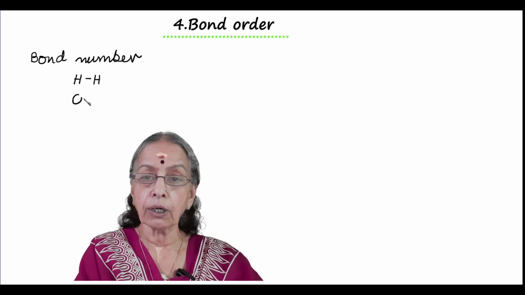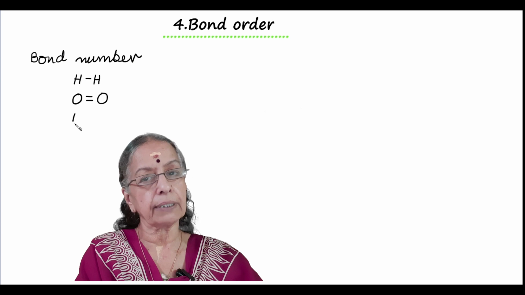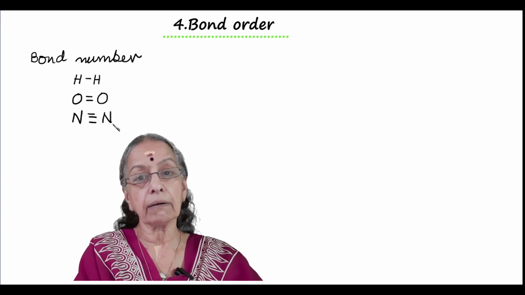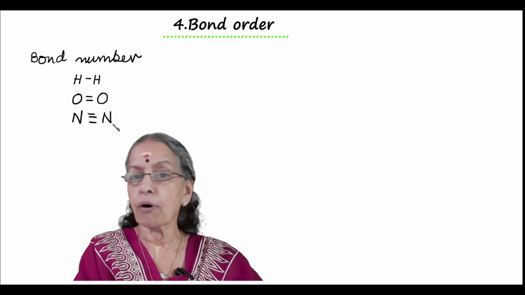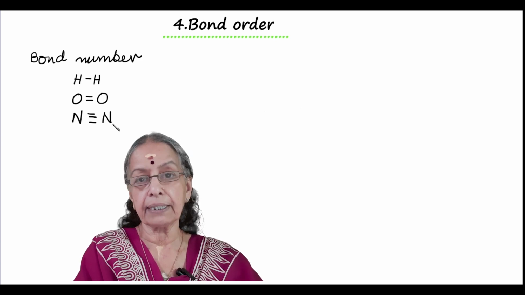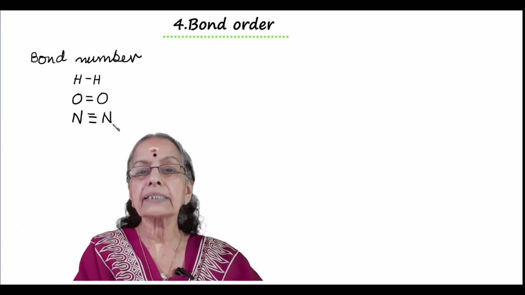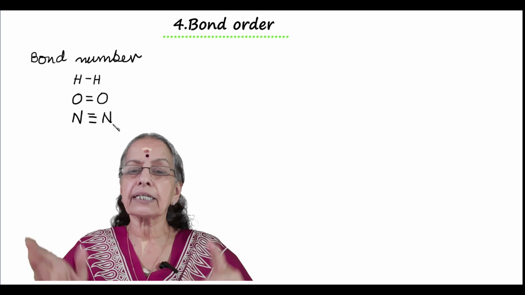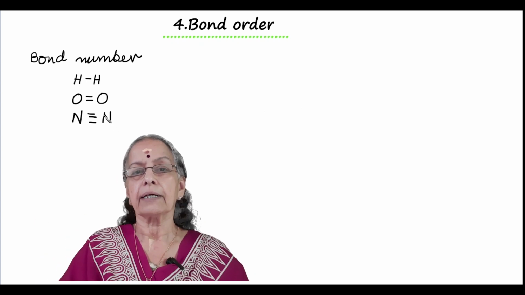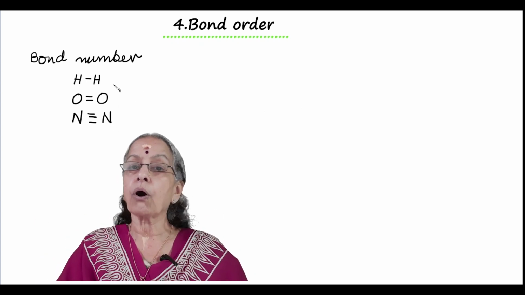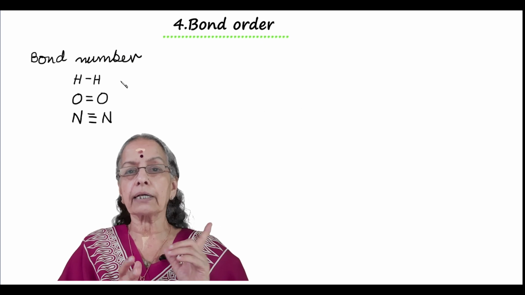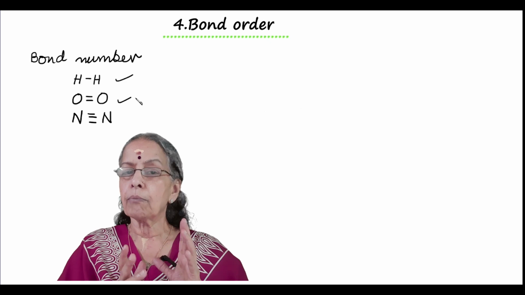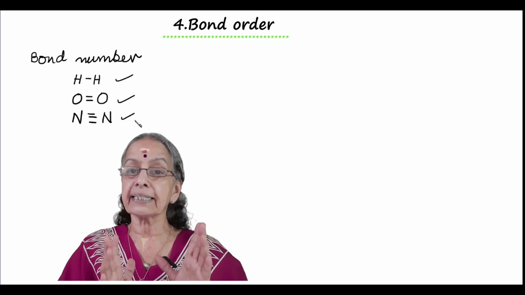So for single bond, the bond number is 1. Say for example, hydrogen. For double bond, bond number is 2. Example, oxygen. For triple bond, bond number is 3. Example, nitrogen. Here, when we come to bond parameters, instead of using the term bond number, we use the term bond order. So, the bond order of hydrogen is 1, bond order of oxygen is 2, bond order of nitrogen is 3.